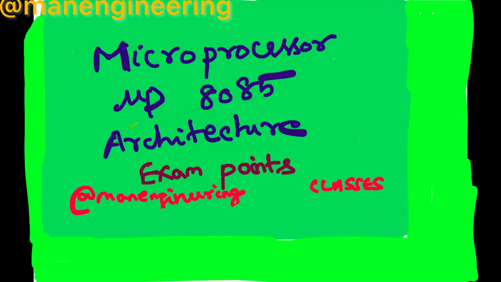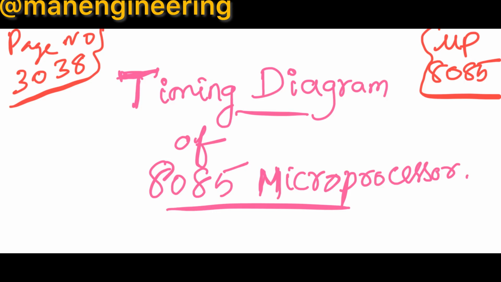Math Engineering Link Class 4, Microprocessor 8085 Architecture. In this video, we see the timing diagram of 8085: opcode fetch, memory read, memory write, I/O read, I/O write. And control signals: ALE (address latch enable), RD read, WR write signal, IO/M and ready signal.